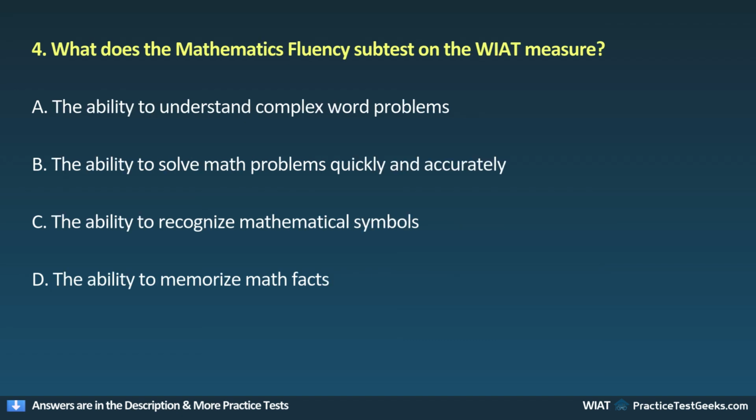4. What does the mathematics fluency subtest on the WIAT measure? A. The ability to understand complex word problems. B. The ability to solve math problems quickly and accurately. C. The ability to recognize mathematical symbols. D. The ability to memorize math facts.